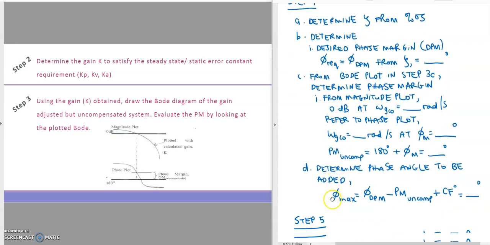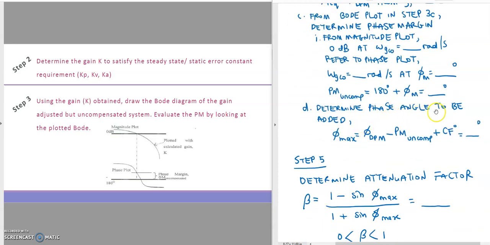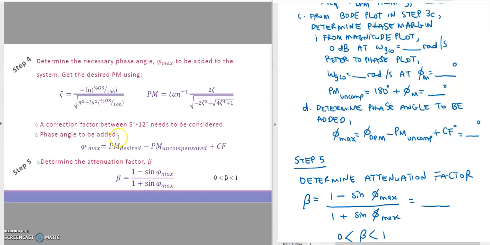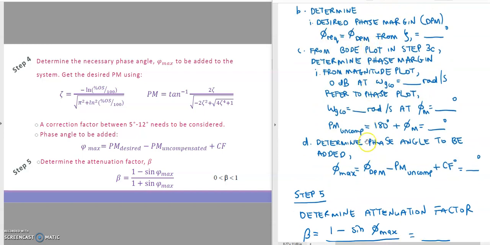The next one is to determine the phase angle to be added based on the correction factor. The correction factor usually is between 5 to 12 degrees. So based on the correction factor given in the question, use the correction factor, the uncompensated phase margin from step 3C, and the desired phase margin from step 4 to determine phi max.